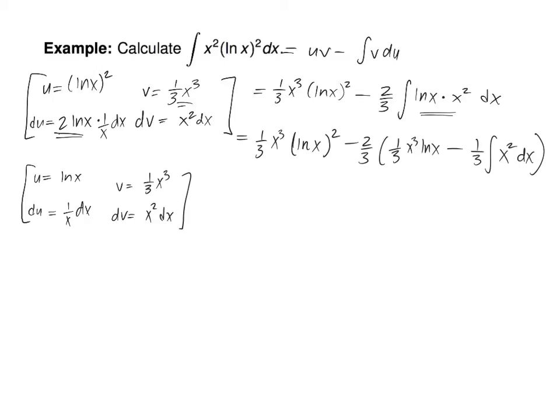Did everyone choose u to be ln x and dv to be x squared dx? Okay. And then does your next step agree with my step? We got 1/3 x cubed ln x minus 1/3 integral x squared. Yes? If we're changing u, why do we not change the symbol?